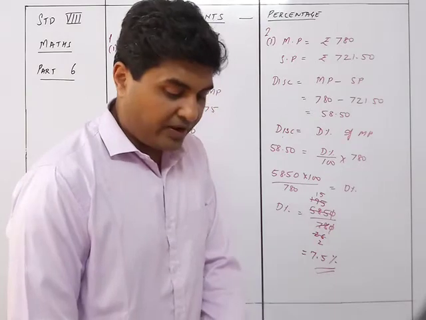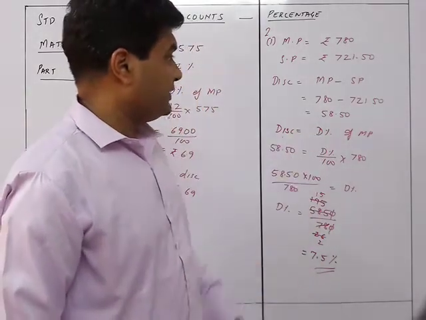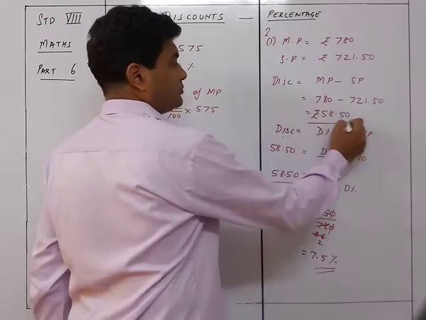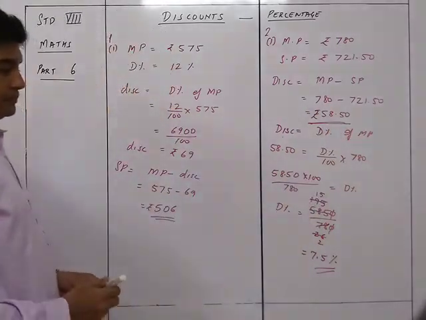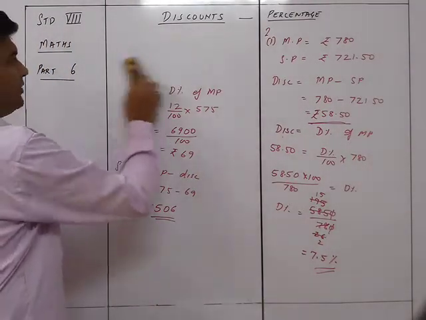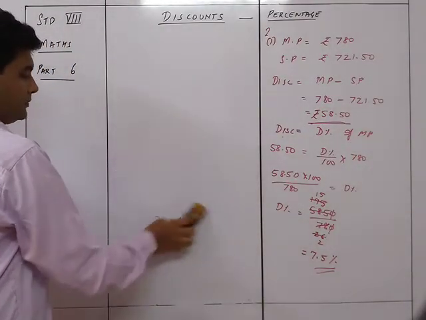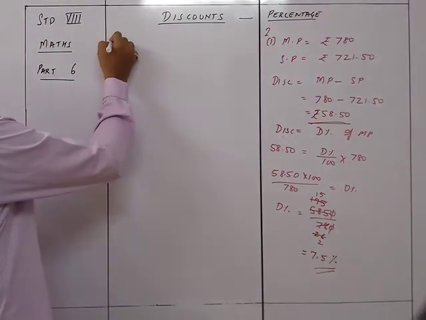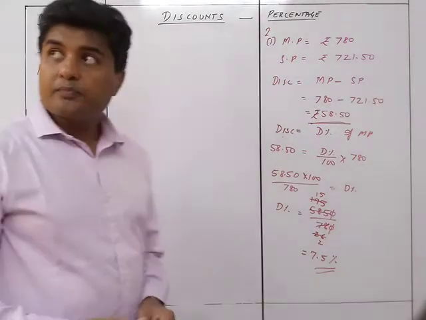It is 7.5% and the discount is rupees 58.50. You need to write the rupees over here. Units, very important. That was sum number second. Now we move on to sum number third.